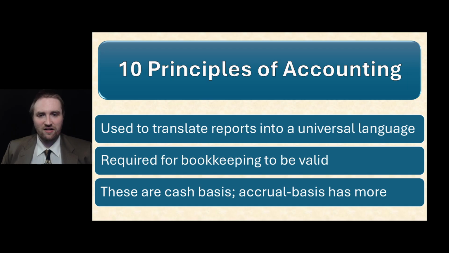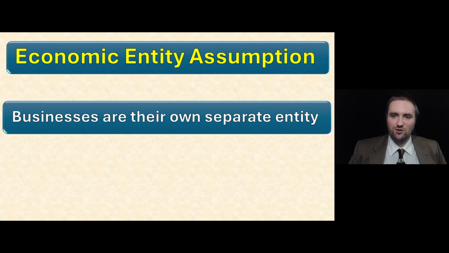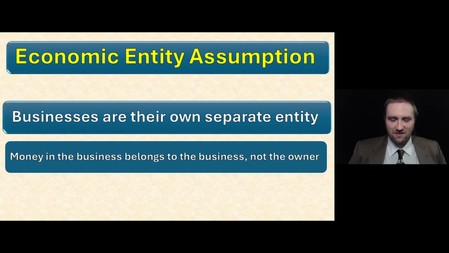Accrual basis accounting has a few more, which we won't cover here for the sake of relevancy. Also, there's no particular order, and I don't expect you, once again, to learn them all this episode. I just want you to become familiar with them and to become aware of them. Principle number 1 is the economic entity assumption. This means that, for accounting purposes, a business is considered its own separate entity, different from its owner or any other business. In other words, money that's in the business belongs to the business and not the owner.